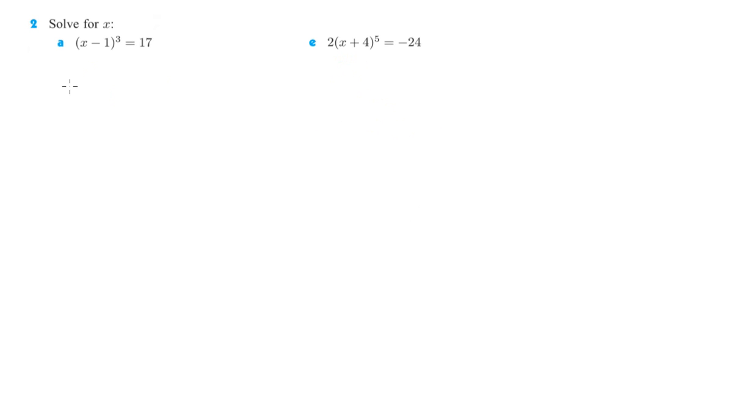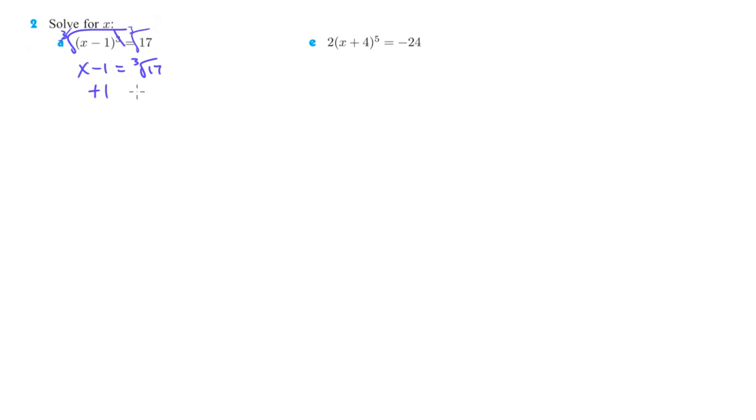Okay, moving on to number 2. A, we've got x minus 1 cubed equals 17, so we're going to want to undo that cube by cube rooting, and we're going to have to cube root this other side as well. So we get x minus 1 equals the cube root of 17. Again, this is an odd root, so it's not plus or minus.